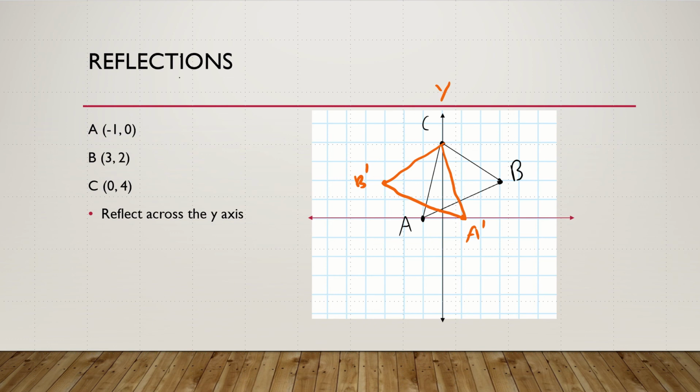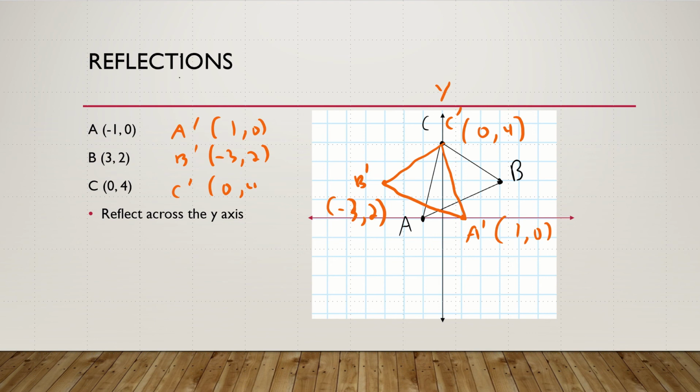So let's write down those new coordinate points. A prime is going to be at 1, 0. B prime is going to be at negative 3, 2, okay? And C is going to be at 0, 4. And that's the same as C prime, right? Because it's on the y-axis. So A prime is going to be at 1, 0. B prime will be at negative 3, 2, and C prime will be at 0, 4.